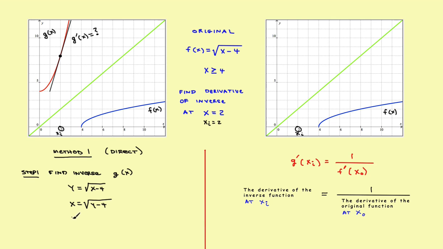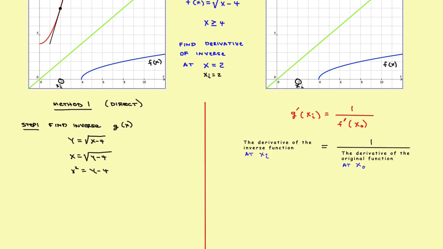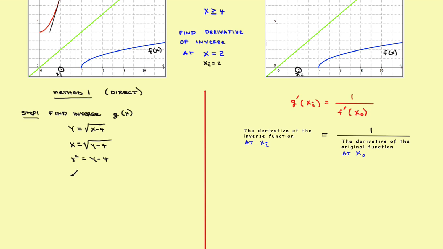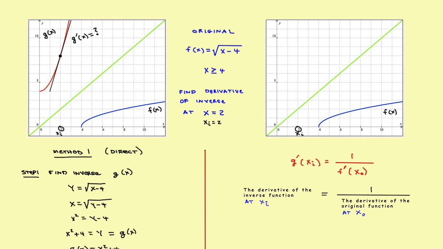So square both sides, and you'll have x squared is equal to y minus 4. And we'll scoot this thing down a little bit. And then add 4 to both sides, and you'd have x squared plus 4 is equal to y. Now what that is, that's going to be the inverse function. So in this case, we've got g of x is equal to x squared plus 4. So that's the inverse function. Now if you look back up at your graph, that is this red function right here.